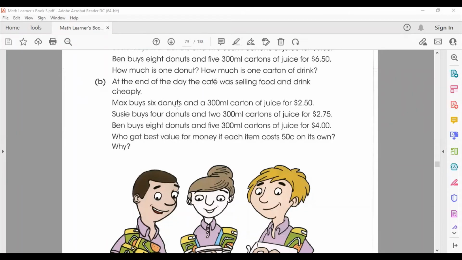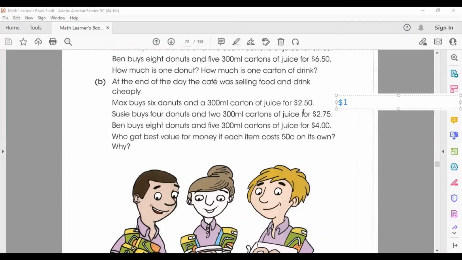So Max buys 6 donuts. The price for 6 donuts, if you multiply by 50, so 50 multiplied by 6 equals 300. And 1 carton, so 350. So you can say Max saved $1. He saved $1. We can write it, $1.